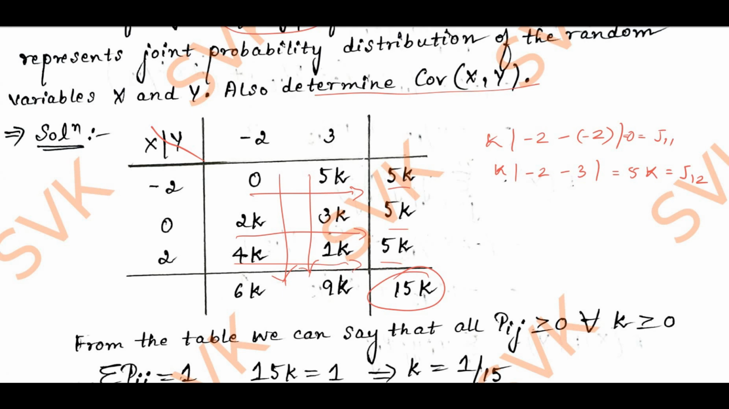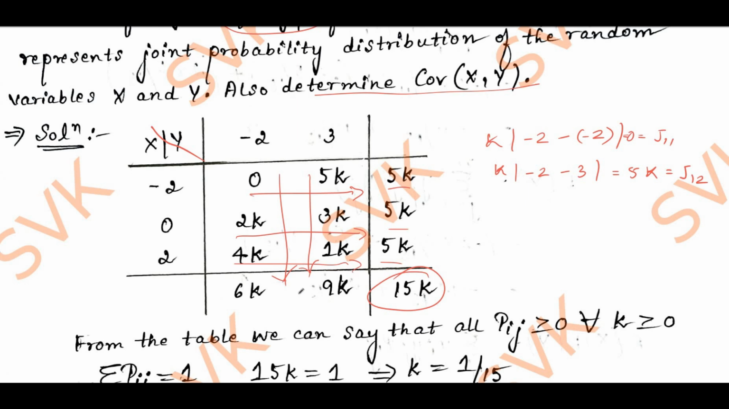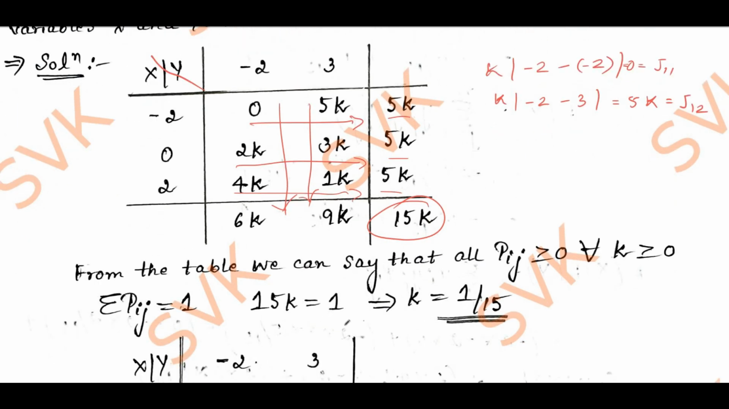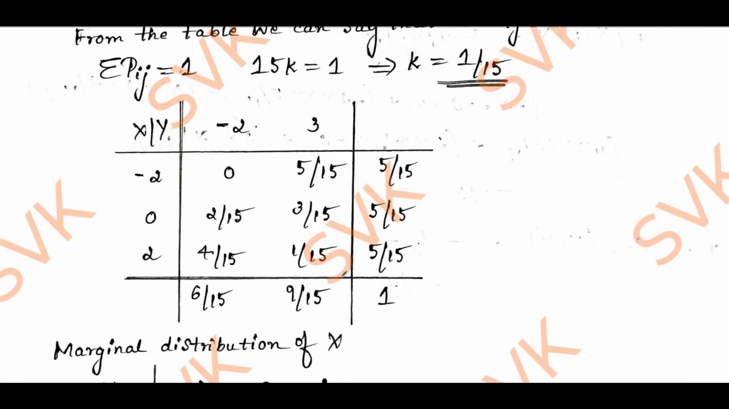You can open your math handbook. In that handbook, it says that the total sum of the marginal distribution should always be equal to 1. But in this case we have got 15k. So equate 15k to 1. So 15k equals 1, k equals 1 by 15. Hence, we can rewrite this table. This is the table we got. 15 by 15 will be equal to 1.